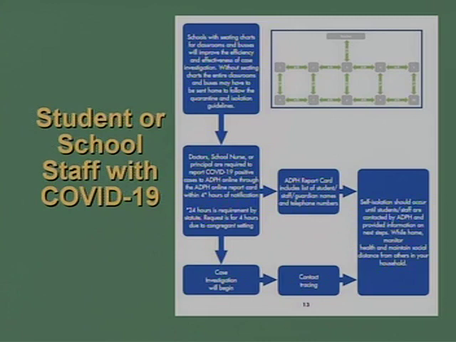And you can see where we start over here, the first block: schools with seating charts for classes and buses will improve the efficiency and effectiveness of our case investigations. Without the seating charts, the entire classroom would probably need to be sent home because we would not know who's close and who's not. But if you have the student sitting in the number 1 seat over here and he becomes positive with COVID, you can see where only 2, 7, and 6 might be the close contacts.